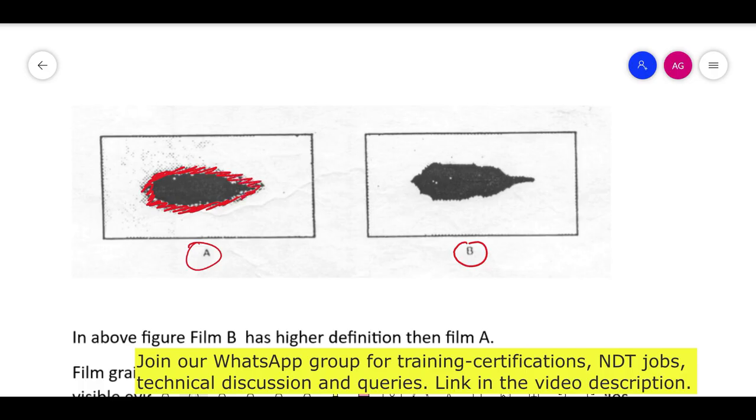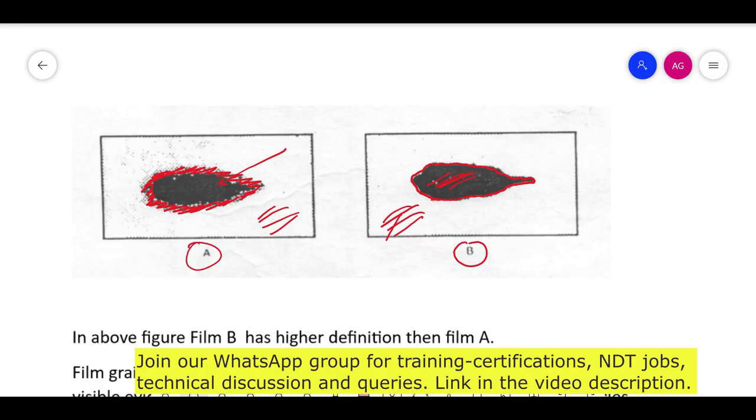So this film is quite fuzzy, meaning it is not sharp. The line of demarcation between this light area and this dark area is not sharp. Whereas look at the B field, a very sharp line is visible in it. You will be able to differentiate between these two easily, meaning the difference of density between this light area and this dark area.